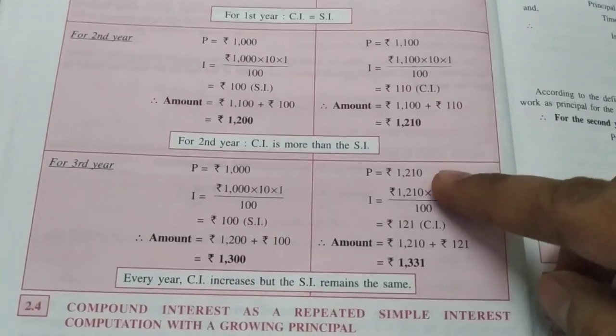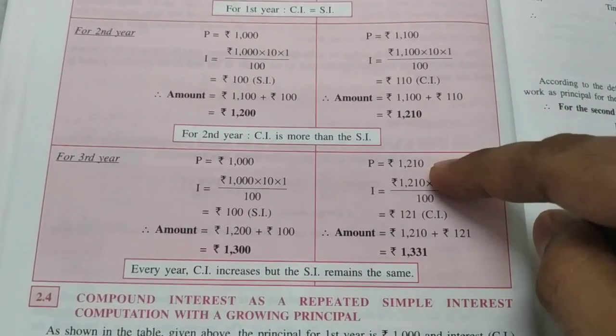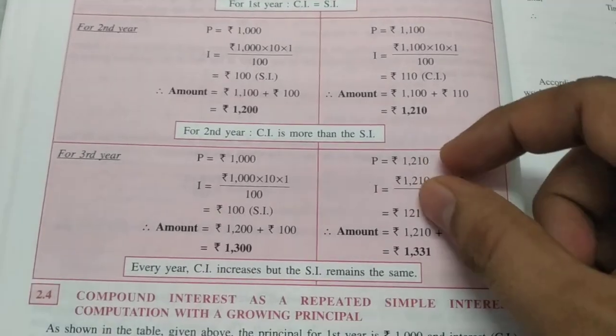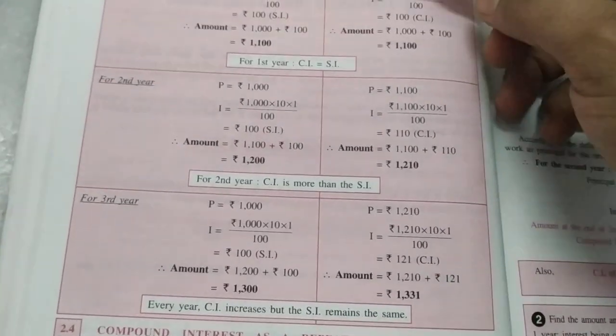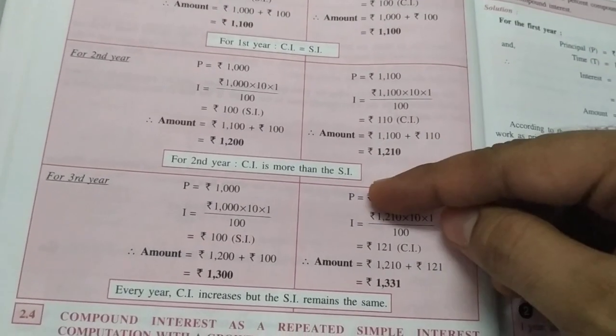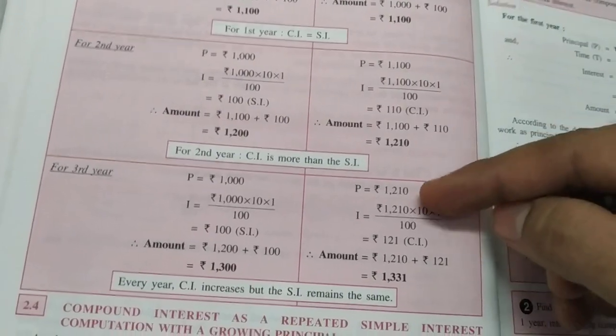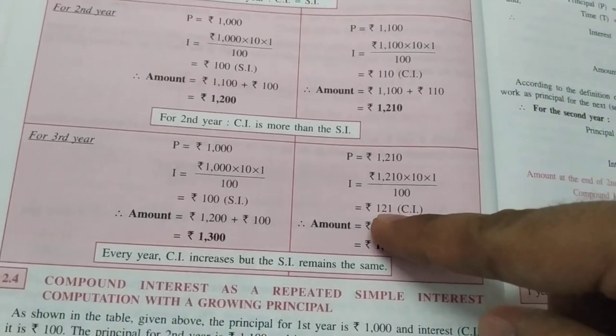On the other hand, for the third year here, the principal is the amount of the previous year, 1210. This 210 is actually the interest amount which has been accrued or accumulated during the last 2 years. And that is added to the principal and he will earn interest even on that amount. So totally he will get 121 rupees as interest.